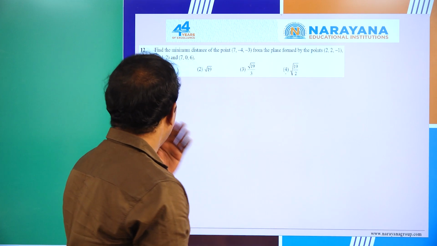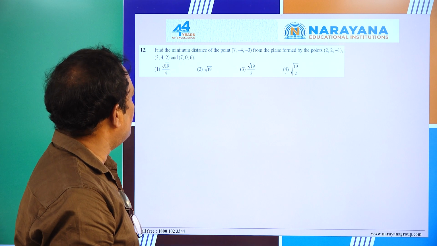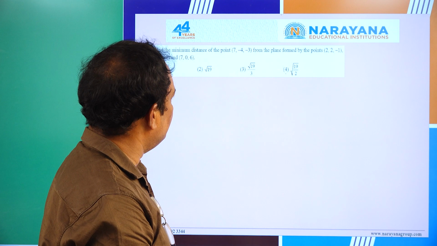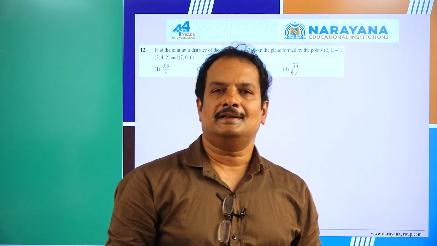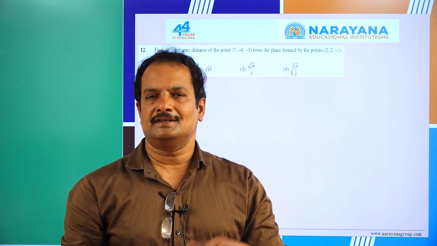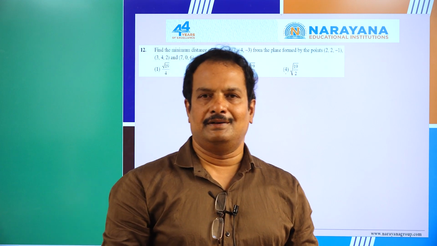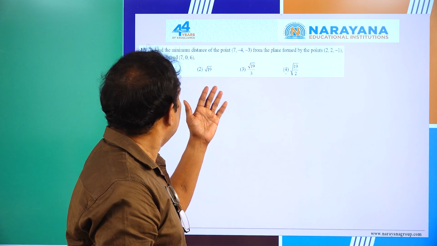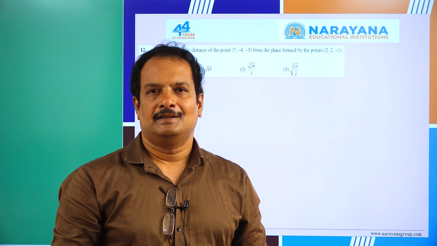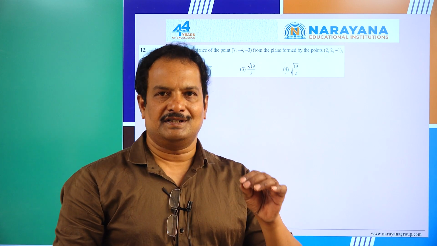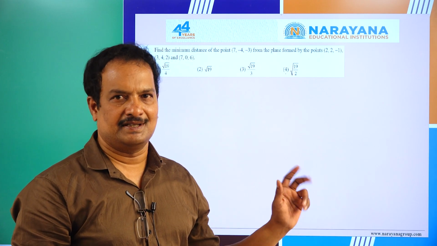In this case, find the minimum distance of the point 7, minus 4, minus 3 from the plane formed by the 3 points. So here to find out the plane formed by the 3 points, you can either go for the 3D concept or the vector algebra concept. Anyway, you will get the plane equation. Once you get the plane equation, the minimum distance of the point means the shortest distance from a point to a plane, that is the perpendicular distance only. So in this problem, finding the plane equation is important. It's a very simple problem, as you can see.